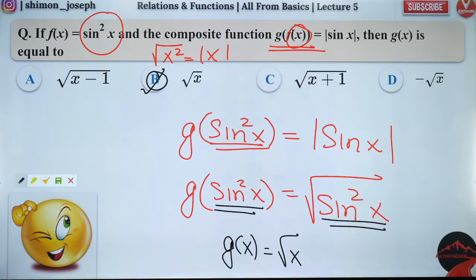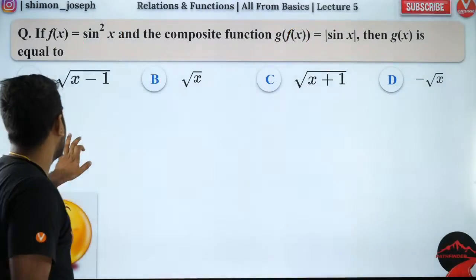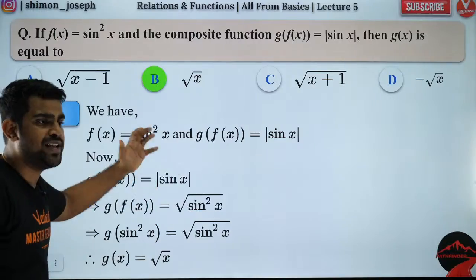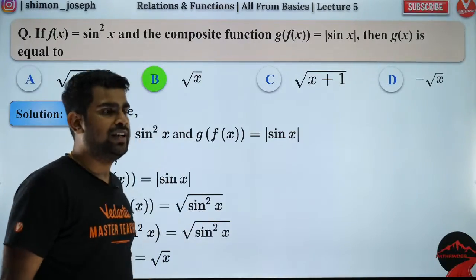Fantastic. So this is all you need to know about composition of functions, guys. I hope you enjoyed it. So with that, let's keep moving forward. I have attached the solution. You guys can check about it later on.